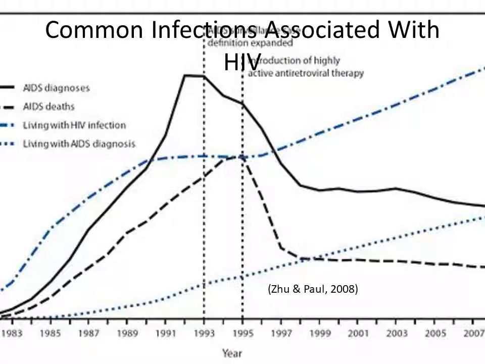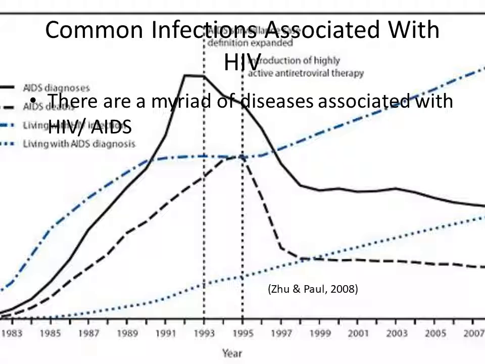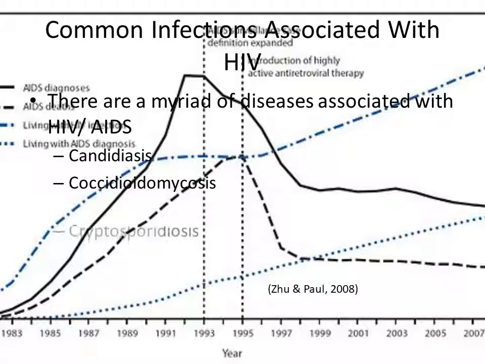There are a myriad of diseases associated with the complications of HIV/AIDS. The first is candidiasis, a fungal infection also identified as thrush. The second is coccidioidomycosis, a fungal infection that can lead to pneumonia if not properly treated. The third is cryptosporidiosis, which is a chronic case of diarrhea, often resulting in extreme stomach pain and cramping.